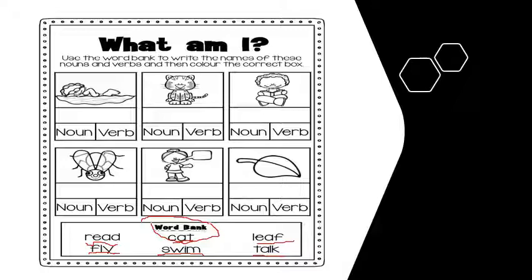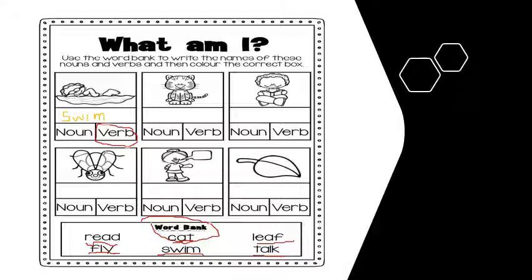Okay? Now, tell me, what is this boy doing? He's swimming. So, swim is a noun or a verb? Yes, swim is an action. It's a verb. So, you will color this verb box. And then you have to write here what he's doing. Swimming. So, we'll write here swim. Good. Now finished. Now what's the next one?